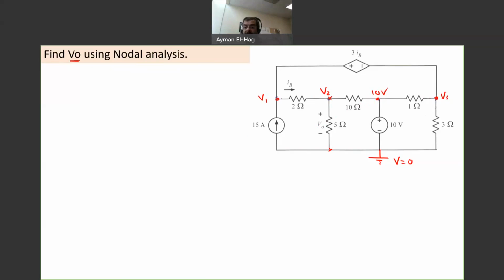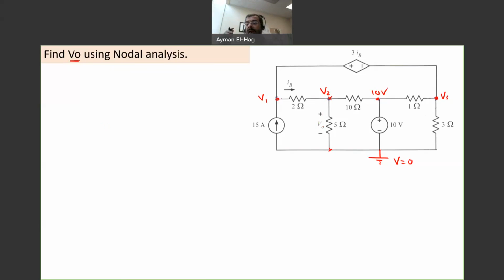Okay, so basically we want to find V out, but V out is nothing but V2. You can see that, but I prefer to use the nodal voltages. And then after I find the nodal voltages, I will go and see what I want to find in the question, and then correlate the requirement with the node voltages.